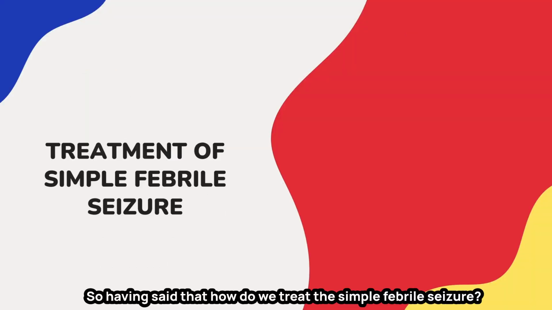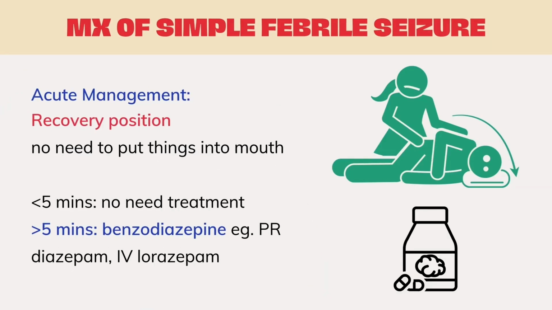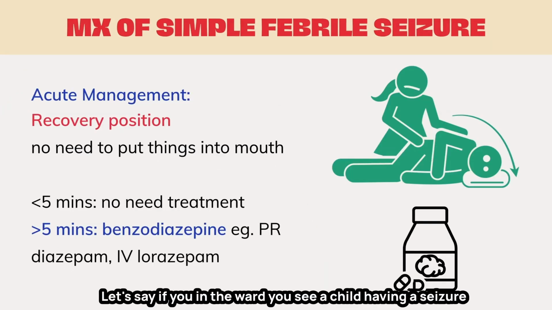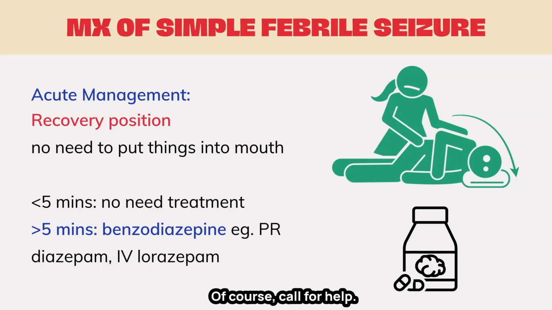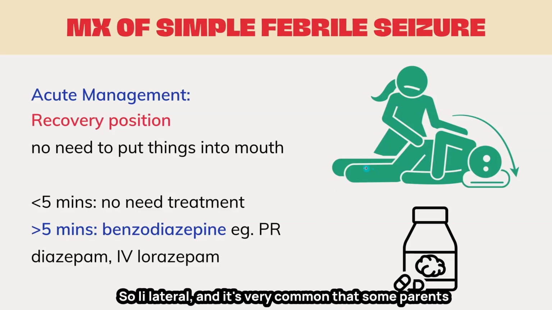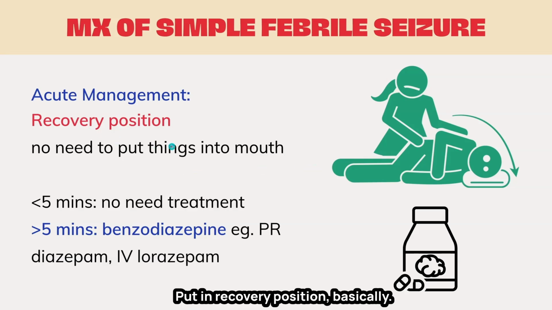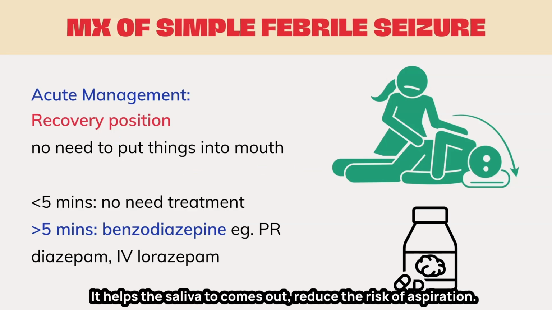So having said that, how do we treat the simple febrile seizure? Let's talk about the acute management. Let's say if you are in the ward, you see a child having a seizure in front of your eyes, what can you do immediately? Of course, call for help. Put the child in recovery position, so lie lateral. And it's very common that some parents will try to put things into the mouth. Don't do it. Put in recovery position. Basically, it helps the saliva to come out, reduce the risk of aspiration.